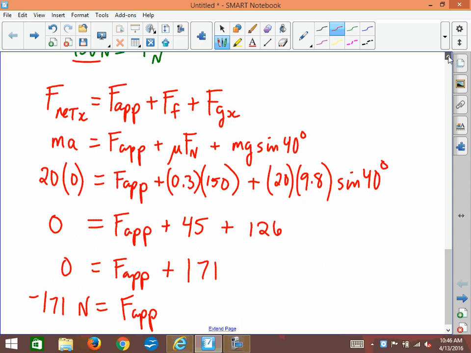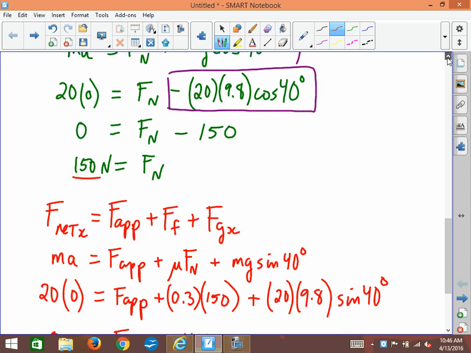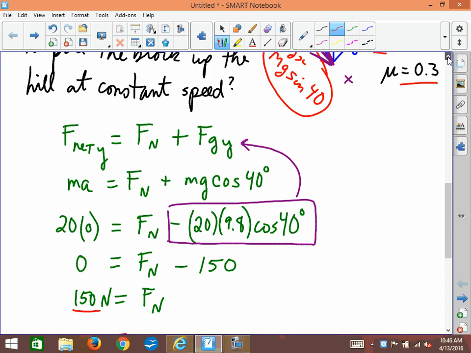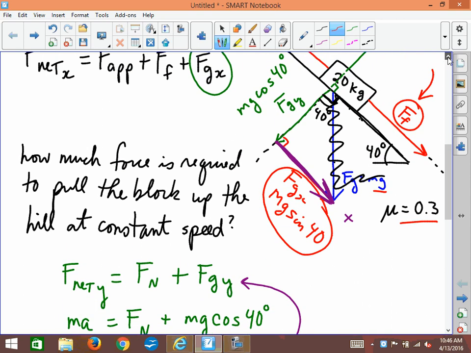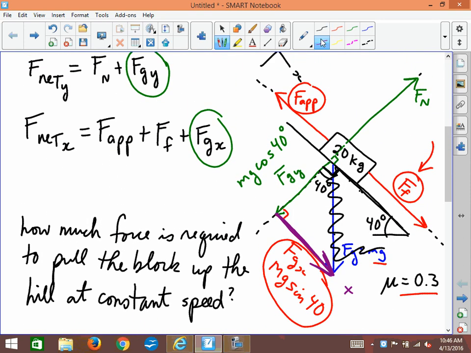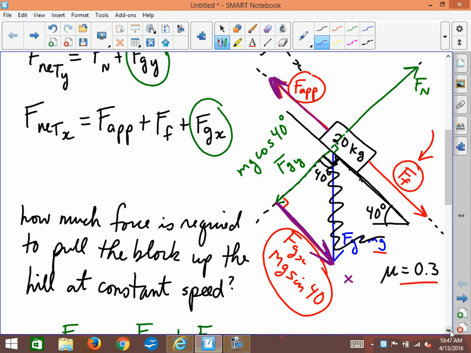What's the negative mean? Well, let's go back to our picture. If we look at the way we drew it, we would expect a negative answer because our F applied right here is pointing to the left, the negative x-axis. Remember, our axis is bent. So that's exactly what we would expect. And so that's basically the difference between flat and on a hill.